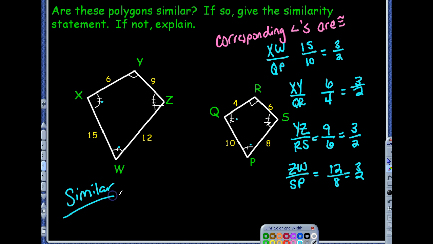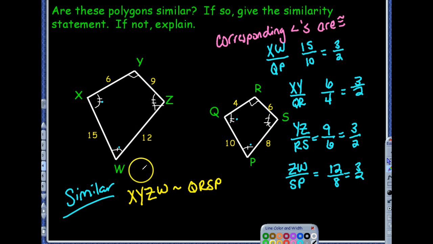Then it says, if so, give the similarity statement. Okay, so that would be naming the two polygons in the correct order because we want the corresponding pieces to match up. Exactly. Now, since these aren't triangles, we don't really need a symbol. We're just going to name it with all 4 vertices. Okay. So let's name the first one X, Y, Z, W. And I want to make sure they go in order. I'm going to use a similarity statement, and I'm going to go Q, R, S, P. And we kind of helped you out on this. These were drawn exactly matching up.